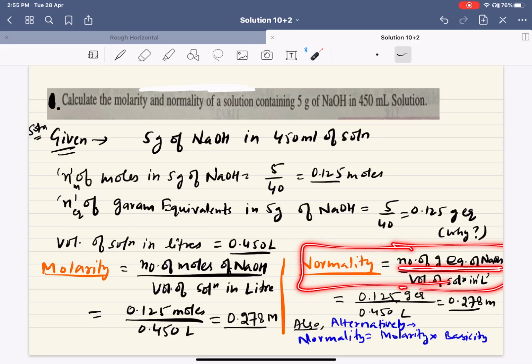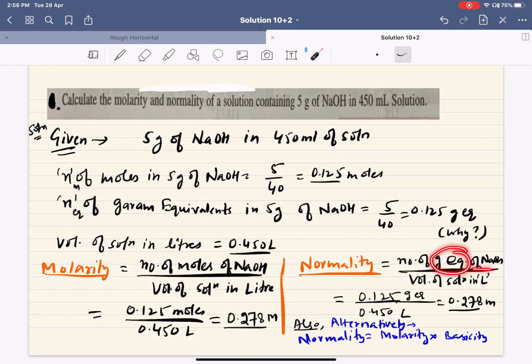And you have to calculate normality also, but in case of normality the formula is number of gram equivalents of solute by volume of solution in liter. In case of normality you require number of gram equivalents of solute. And how do we calculate number of gram equivalents of solute? By dividing given mass, which is 5 gram, by equivalent mass. And what is the equivalent mass of NaOH? 40. कैसे आया बाद में बताता हूँ. So this ratio comes out to be again 0.125 gram equivalents.